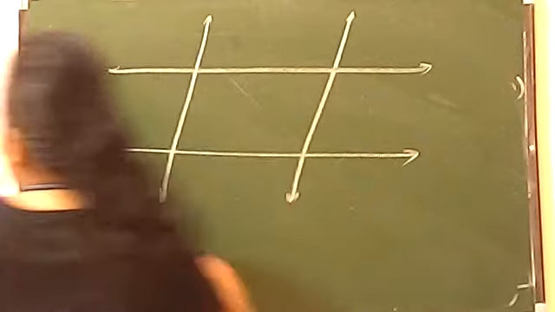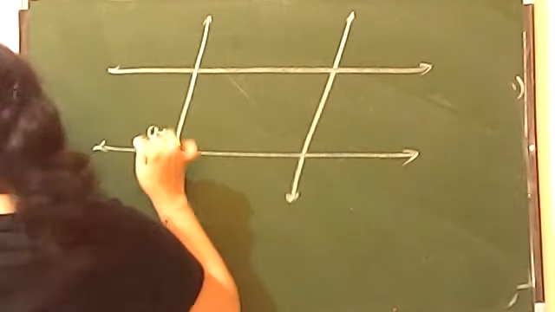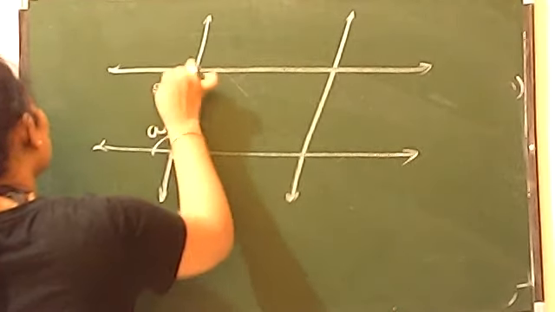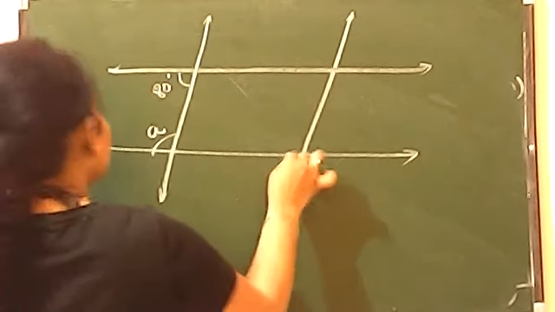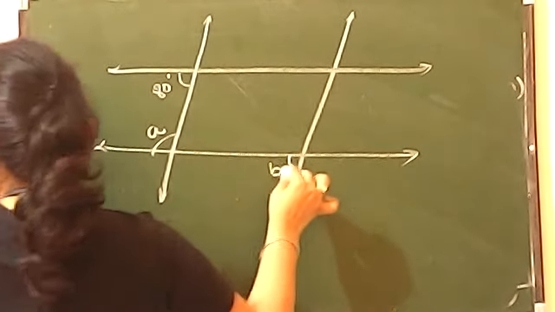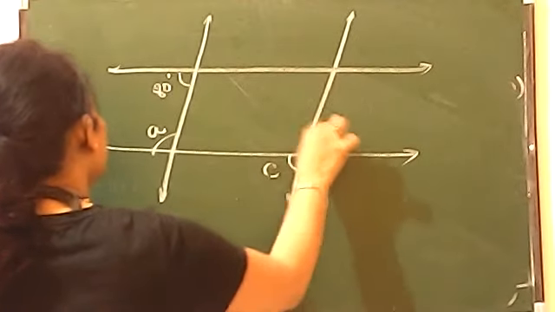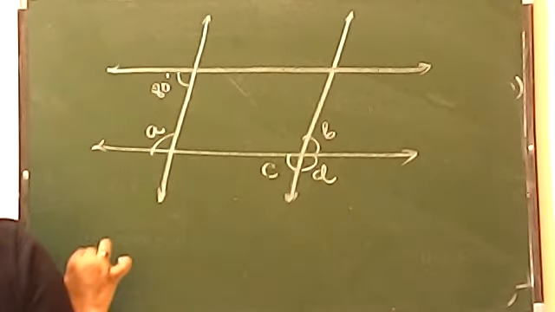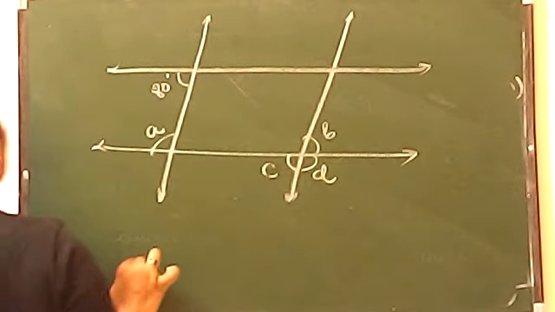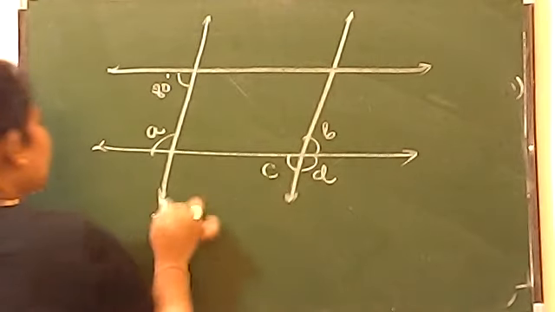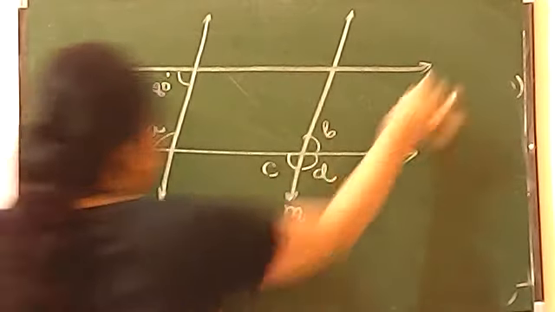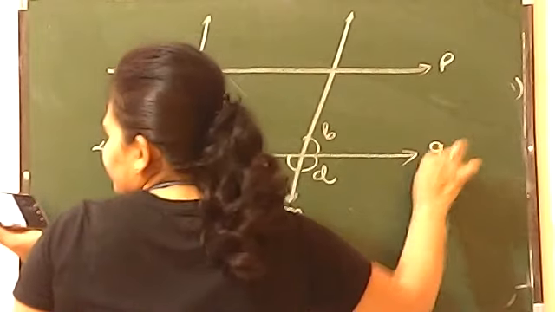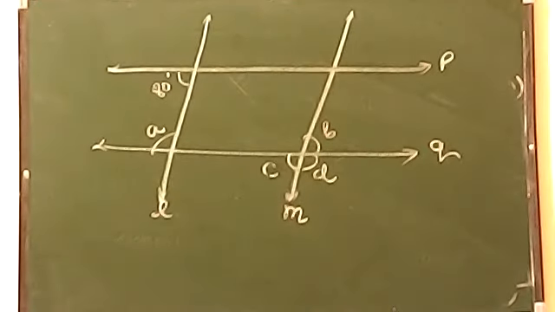These two lines are made. This is A, this is 80, this is B, sorry, this is C, this is B, and this is D. You have to find out the value of A, B, C and D, where line L is parallel to M, this L is parallel to M, and this line P is parallel to Q. Okay, this is a very simple question. We have done this type of question earlier also. So let us try this question.